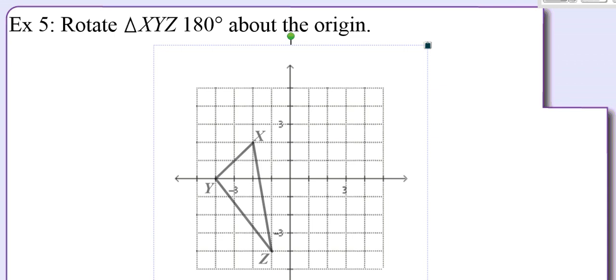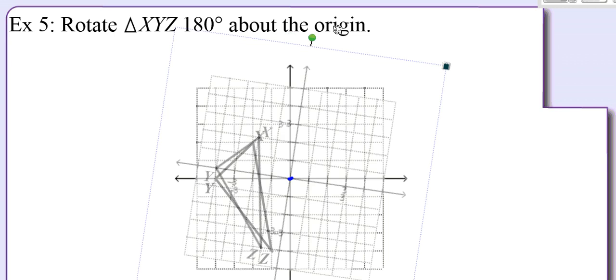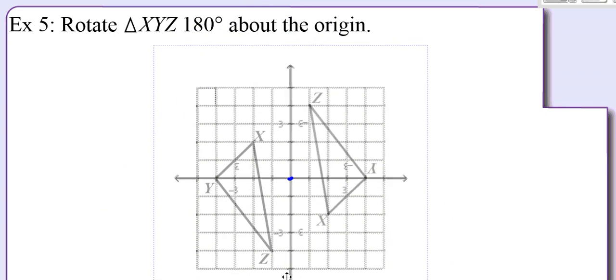Rotate XYZ 180 degrees around the origin. So you're holding the origin still this time, 0, 0. And rotate it 180. So this is X prime, Y prime, and Z prime.